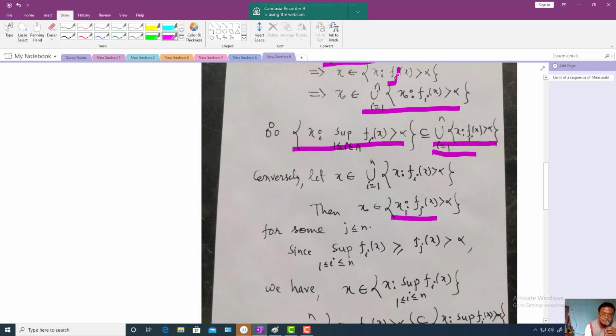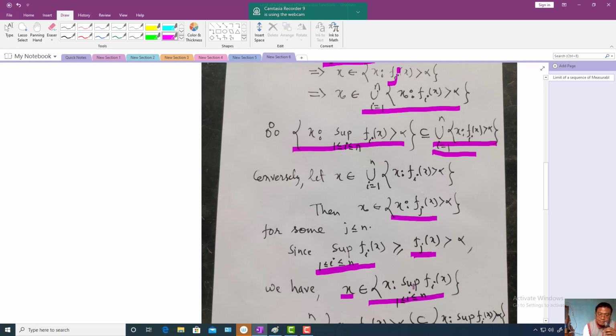Since the supremum, or the maximum one, will be greater than each member, you are finding out the maximum or supremum of n functions. So that will be greater than each individual function. So it will be greater than this one also. But this one is greater than alpha, therefore this function is greater than alpha. So since this function is greater than alpha, this x is a member of this set.